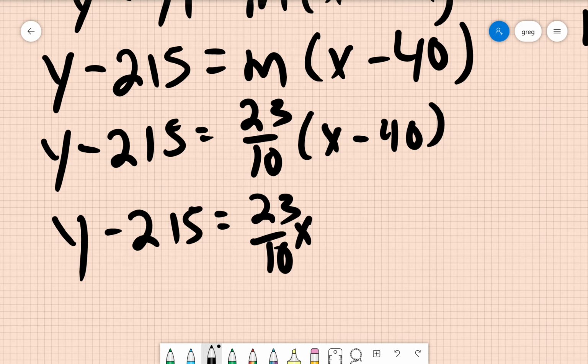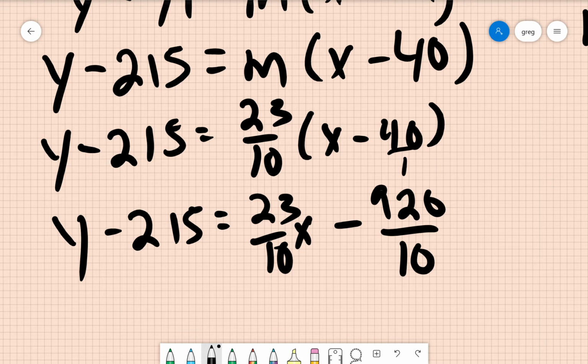Beautiful. Minus, now what's 23 times 40? I only got a calculator, so if she didn't give it to me, somebody else can. Say it again. 920 over what? Over 10. Perfect. This is like pretty much having 40 over 1. So 23 times 40, 920. 10 times 1, 10. Excellent.